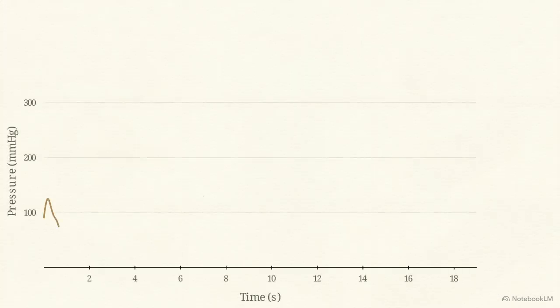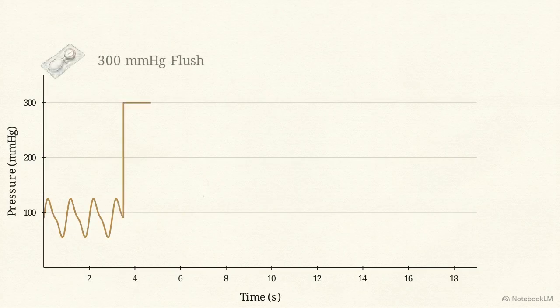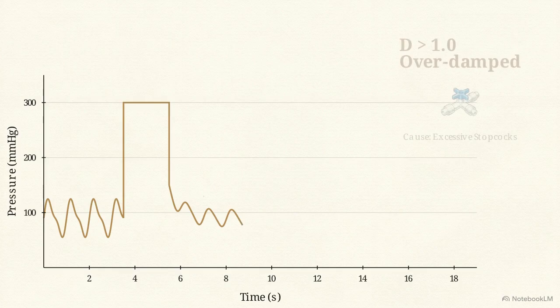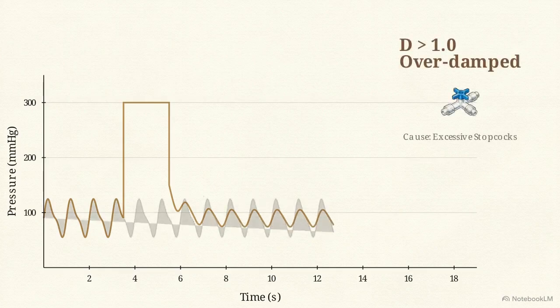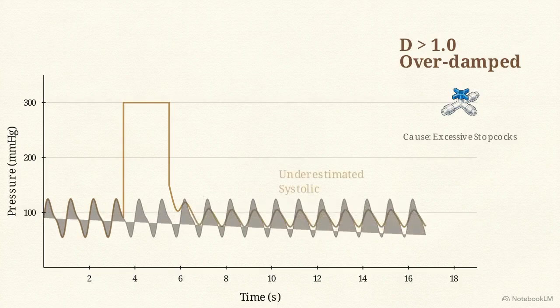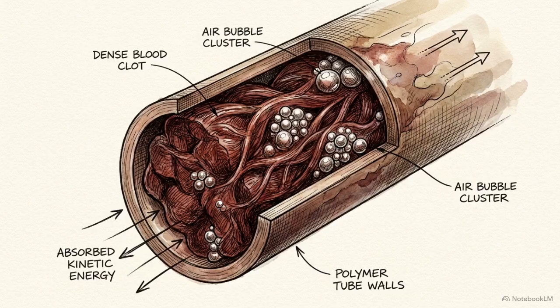This Cartesian graph maps pressure over time. The sharp right-angle drop traces the release of the 300 millimeter flush. A system with a damping coefficient greater than 1.0 is overdamped. It's sluggish, taking too long to return to baseline, underestimating systolic pressure. In practice, overdamping occurs when the pulse's kinetic energy is absorbed by overly compliant tubing, microscopic air bubbles, or blood clots.